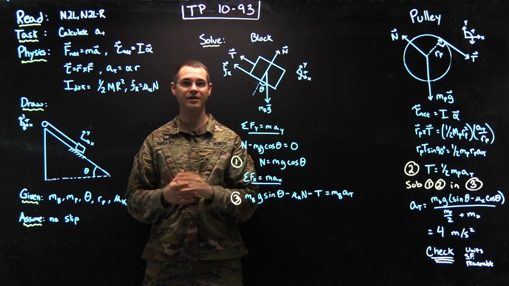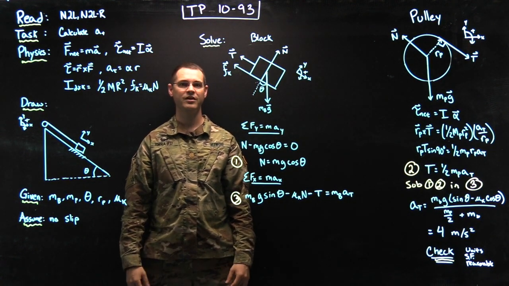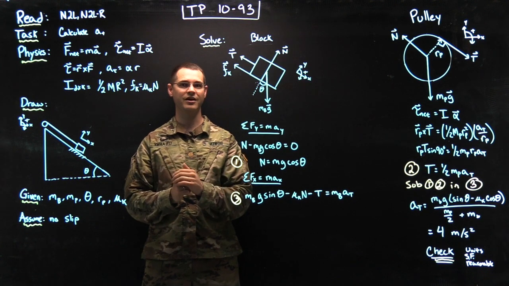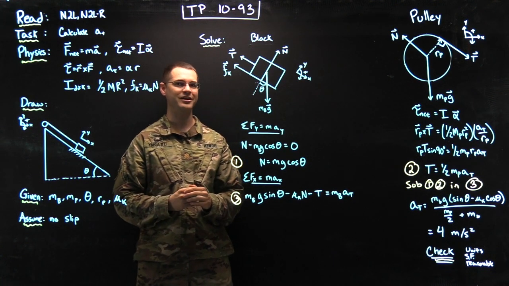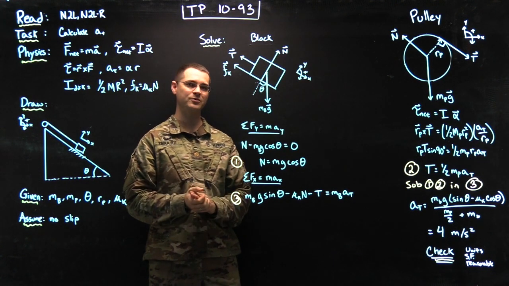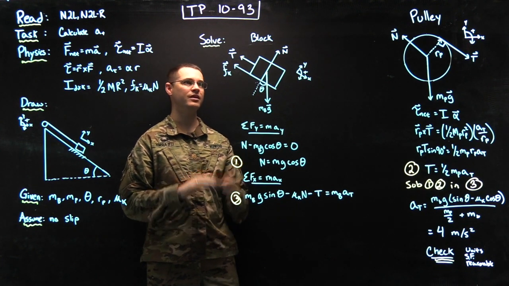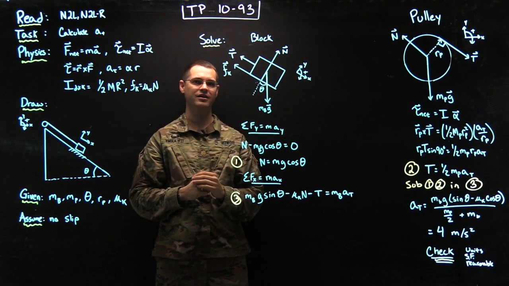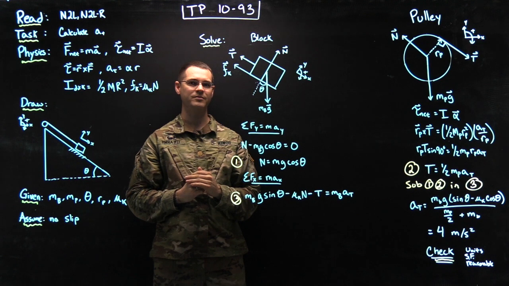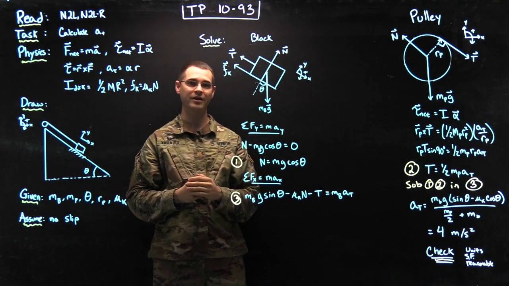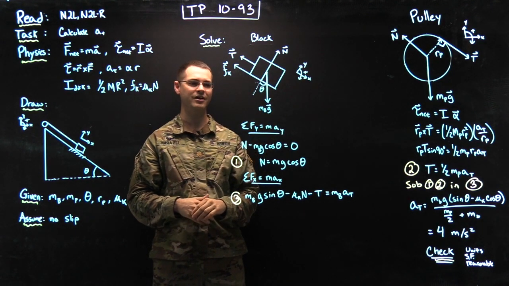For our solve step, because this is a Newton's second law problem, we have to go through Newton's second law analysis, which starts with free body diagrams. So first, let's go through the block as a little review. Now we isolate the block as it's going down the ramp. After we've isolated the body, we draw and label all external forces that are acting on the body.